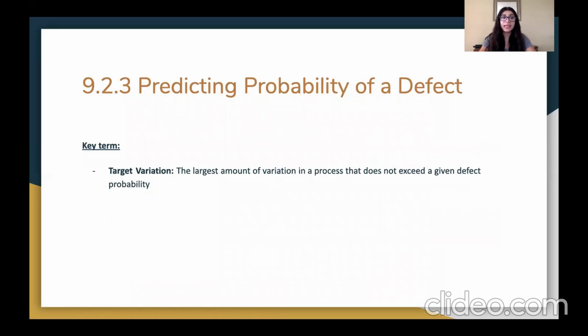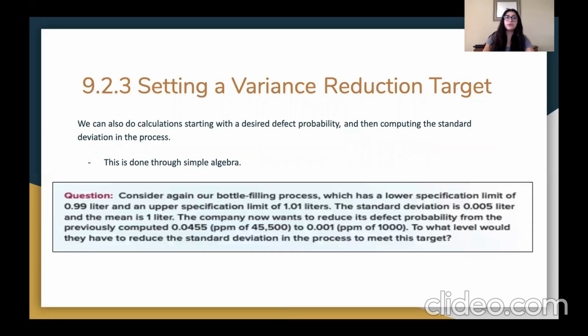Again, moving on to section 9.2.3, there's only one key term: target variation. This is the largest amount of variation in a process that does not exceed a given defect probability. To do this, we can do calculations starting with the desired defect probability and then computing the standard deviation in the process. We can do this by doing simple algebra.